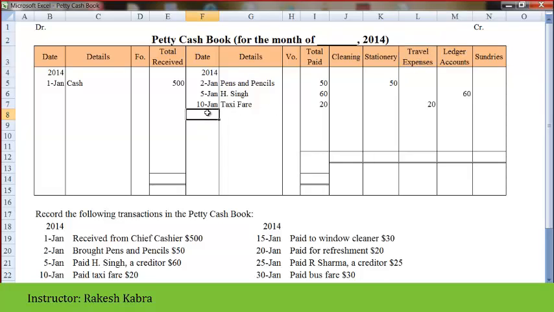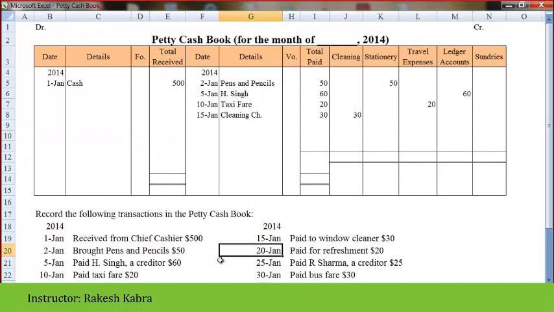Now next transaction, see on January 15. The one person is there who is doing this cleaning work. I paid him on this date $30. So first I will put the date January 15 and the cleaning charges. How many dollars? $30 I will put here, and this $30 I will put in this column for cleaning. The specific column is there.